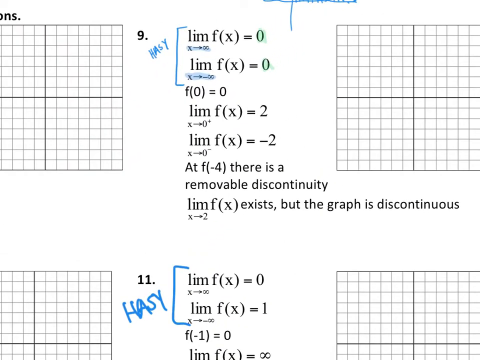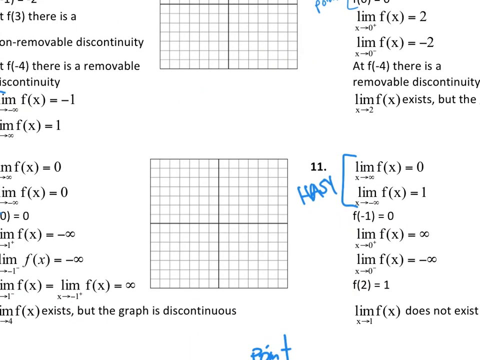Now we have this other situation here. Here we have a point, right? This is a point. Let's actually come back to this. I want to specifically look at some more infinity situations.